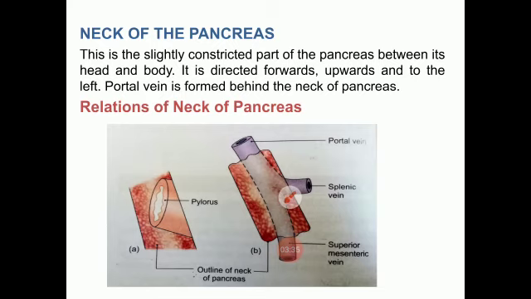Coming to the neck of the pancreas, the neck is the slightly constricted part of the pancreas between its head and the body. It is directed forwards, upwards and to the left. The portal vein is formed behind the neck of the pancreas. Let us see the relations of the neck of the pancreas. The anterior surface is related to the peritoneum covering the posterior wall of the lesser sac and to the pylorus, whereas the posterior surface of the neck is related to the termination of the superior mesenteric vein and the splenic vein, leading to the formation of the portal vein.